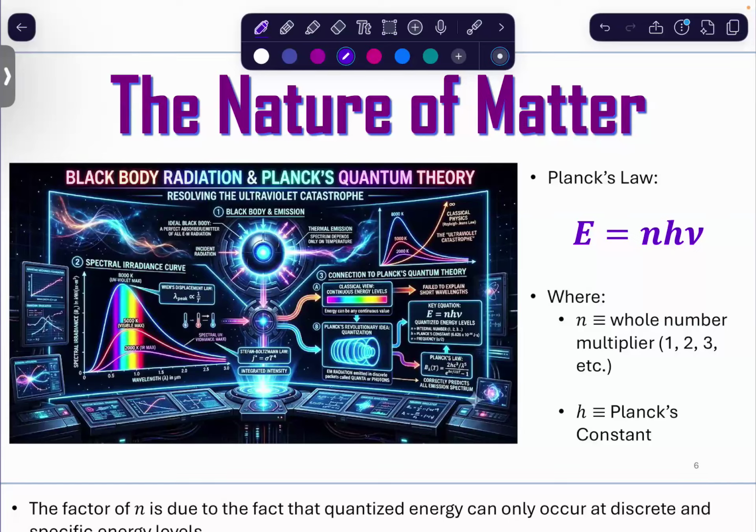So that infinite energy at very short wavelengths was known as the ultraviolet catastrophe because it was a breakdown of the laws of physics. So the shorter and shorter the wavelength got, you got this impossibility of infinite energy.